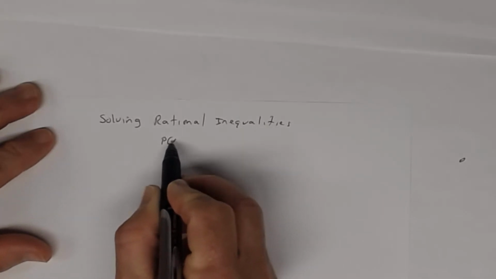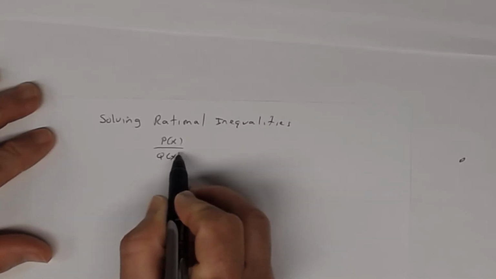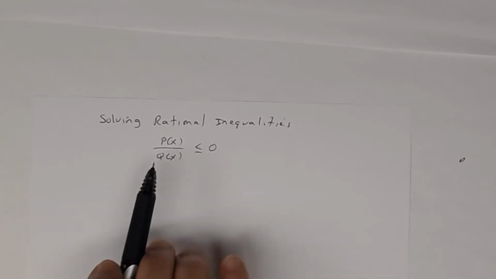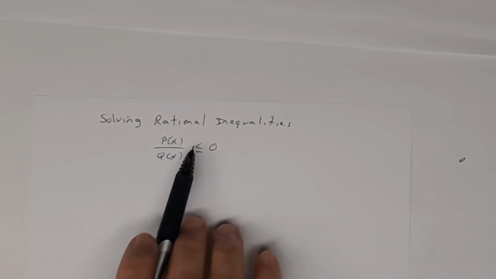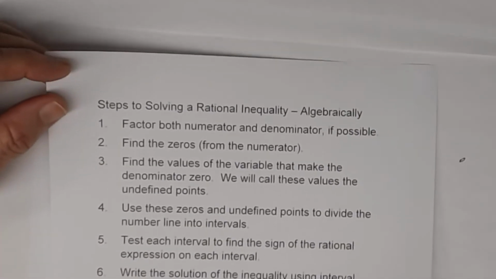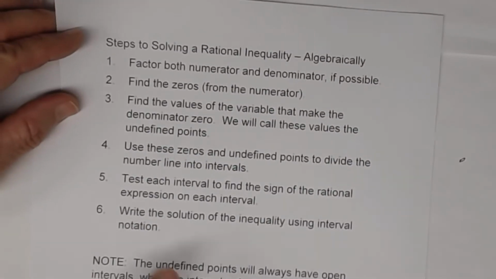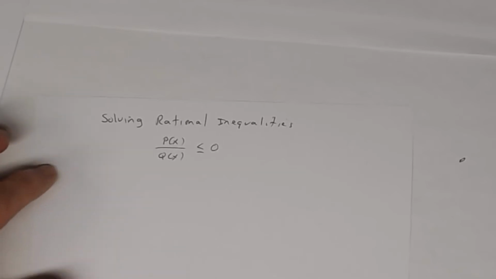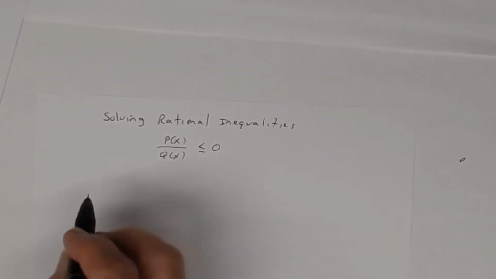It'll be some polynomial divided by another polynomial, and then some inequality with 0 on the other side. So it'll be a rational expression either less than or equal to, or greater than or equal to 0. Just as in the previous 2 lessons, we're going to use this algebraic approach, and we'll go over that as we go through these problems. So again, this is the 3rd lesson on this topic. Let's look at the first example.